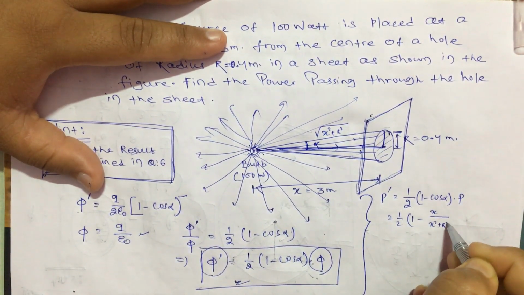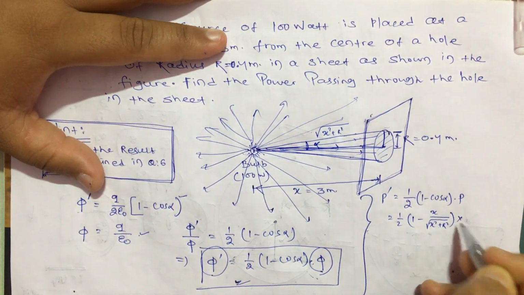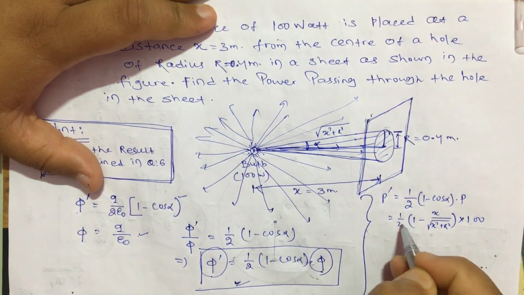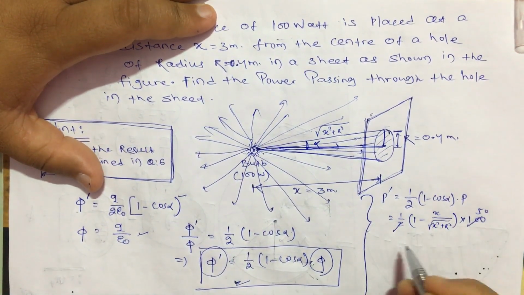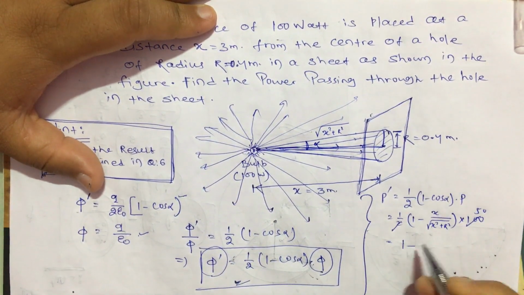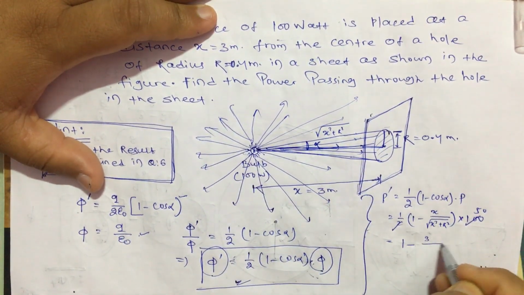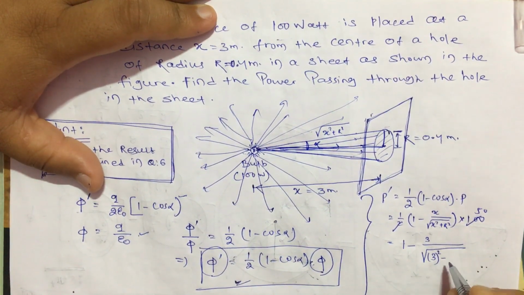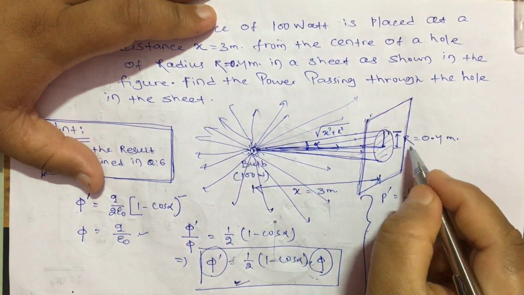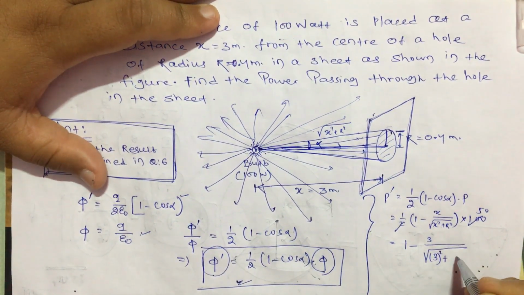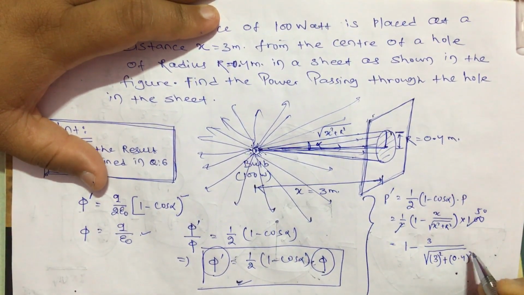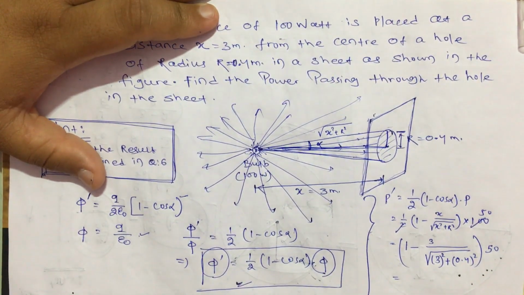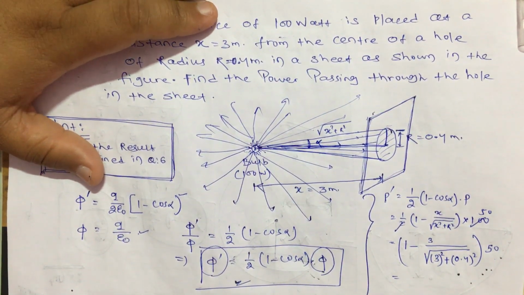root over of x square plus r square, into the power, the total power, which is given as 100 here. So 100 will cancel out with 2 to give 50, so the answer is going to be 1 minus x, whose value is given as 3, divided by root over of 3 square plus r, given as 0.4, so 0.4 square, whole into 50. Now you solve, you will get the answer. Is it clear how to do it?